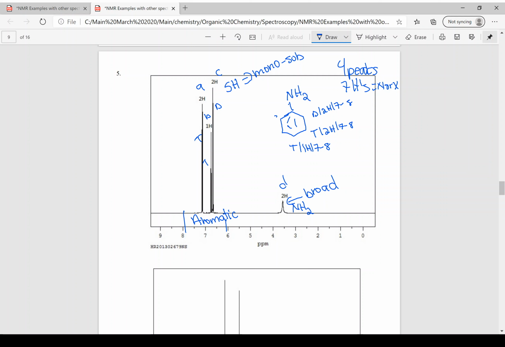So this is A. A is the triplet that integrates for 2. The B, and that doublet that integrates for 2, that one would be C. And then of course D is the nitrogen right there. Oh, we don't even need the other spectra, but let's go and confirm.